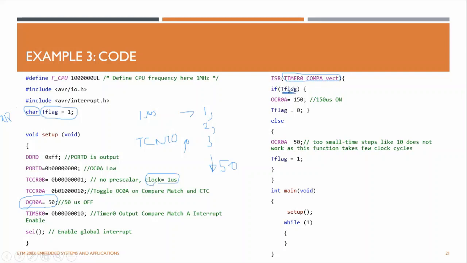So this is true. If T flag is true, the OCR0A register is now 150, so I can update it to 150. I'm changing this; initially it was 50. Now I'm updating it to 150, and I set this T flag to 0 and return, right? So what does it mean? Initially it takes 50 cycles, right?